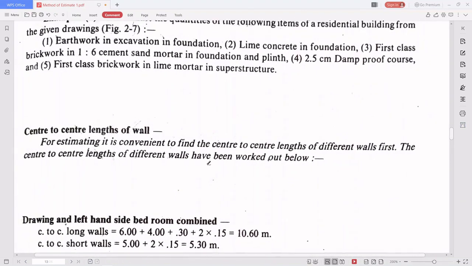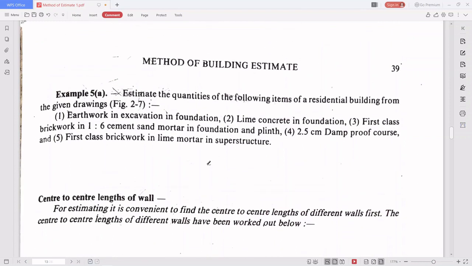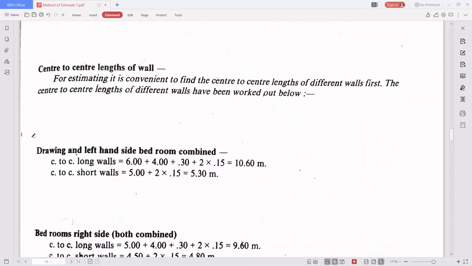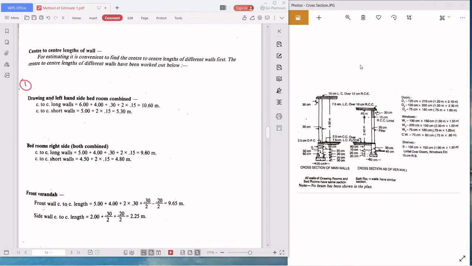So what we want is the center to center length of walls. See, for estimating, it is convenient to find the center to center length of the different walls first. The center to center lengths of the different walls have been worked out below. See here, the first one, whichever I told, that is the drawing room and left hand side bedroom combined. Okay, which one are they telling?